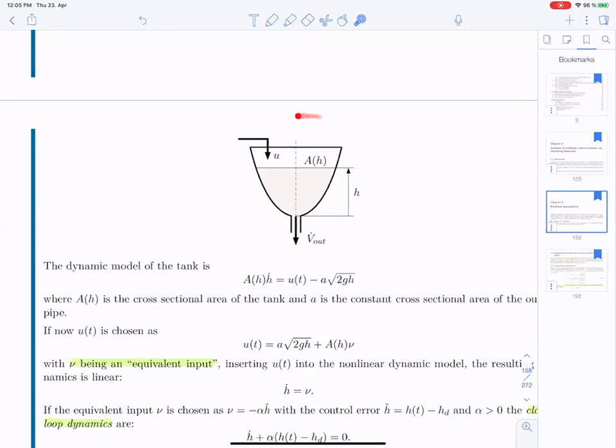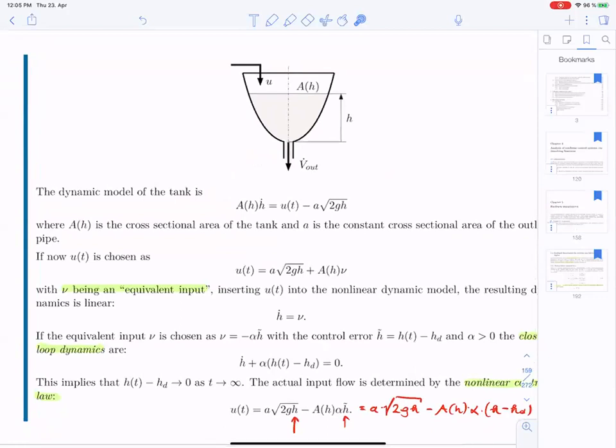Given all this data, we can derive a very simple nonlinear differential equation, which is actually a mass balance or a volume balance. On the left-hand side we see the actual change in volume in the tank, which is A of H times H dot. This is just the net balance of everything that goes in, which is U of T, and what goes out, which is this term here. You probably know that this comes from the so-called Bernoulli equation.